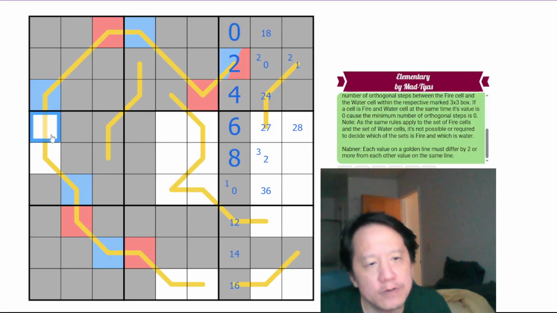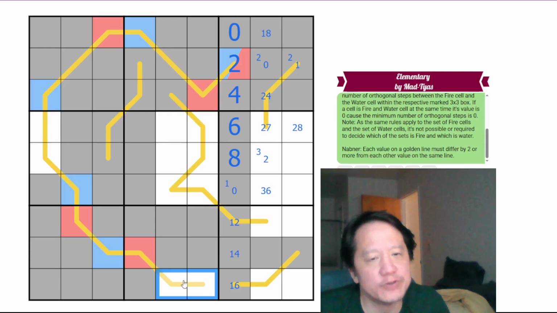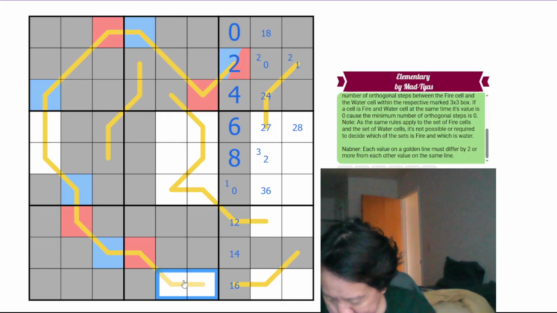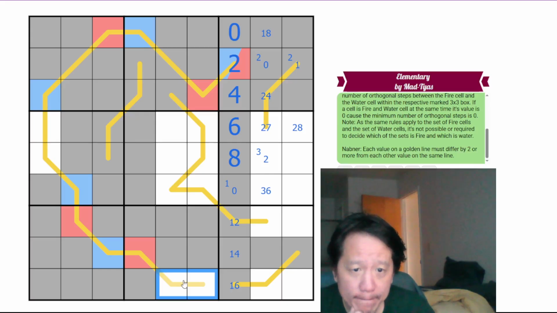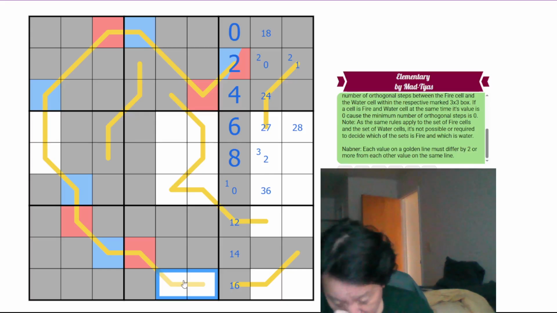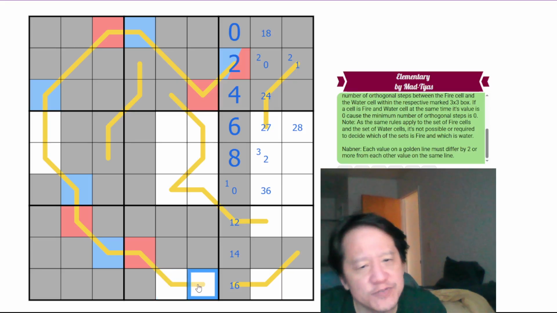Well, we know one of these at least has to be 3 apart. And that doesn't really help us too much, but we do know that. It could be both of them. So what happens if it's both of them?